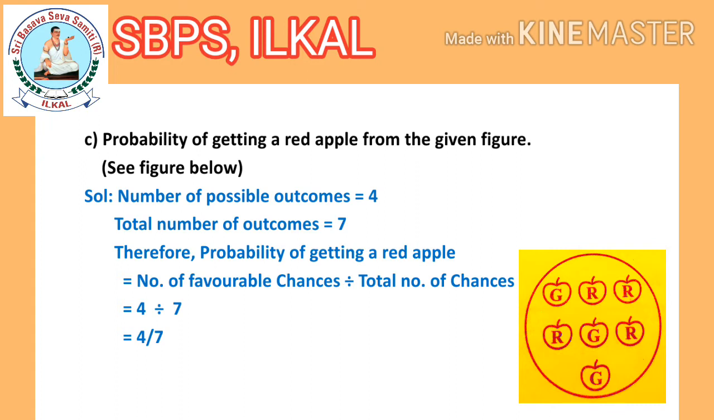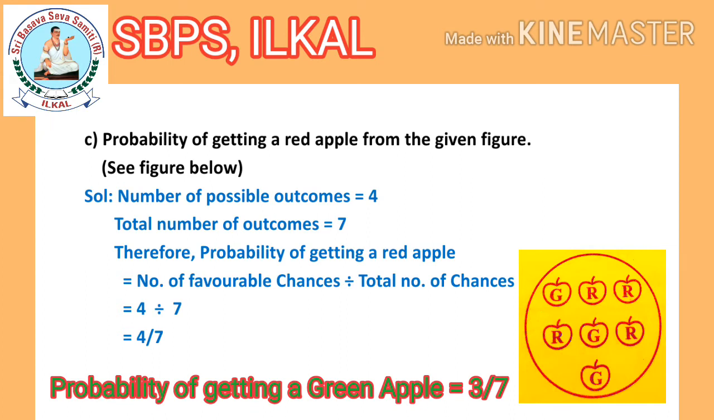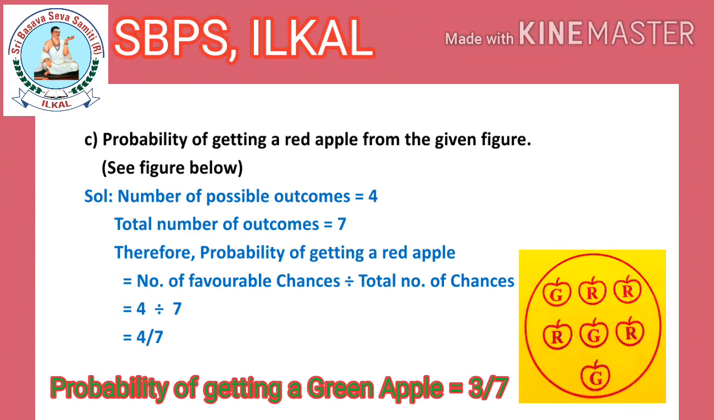If they asked probability of getting a green apple means children, it will have 3 possibilities, means number of favorable chances will be 3. Total number of outcomes already 7. Therefore, probability of getting a green apple is equal to 3 by 7 you can write. Okay.